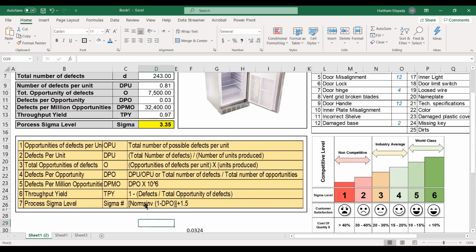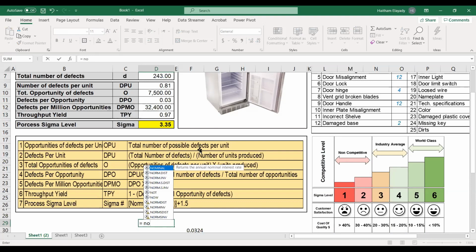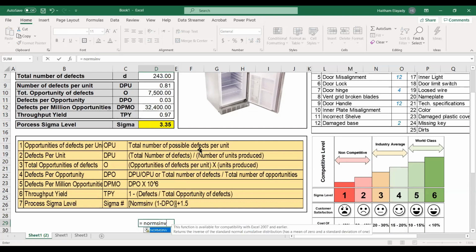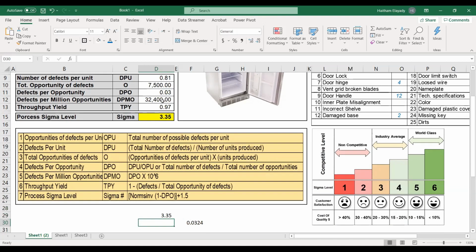And again, we can say that the sigma level, if we type the formula NORM.S.INV of 1 minus the DPO, which is found to be 0.03, and I will close my bracket, plus 1.5, it will give me 3.35, which is my sigma score.